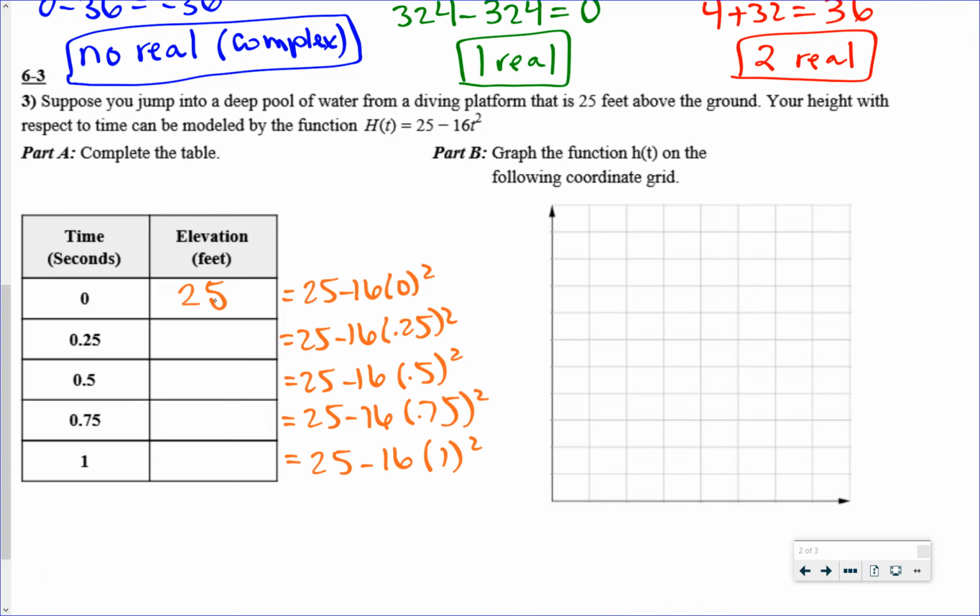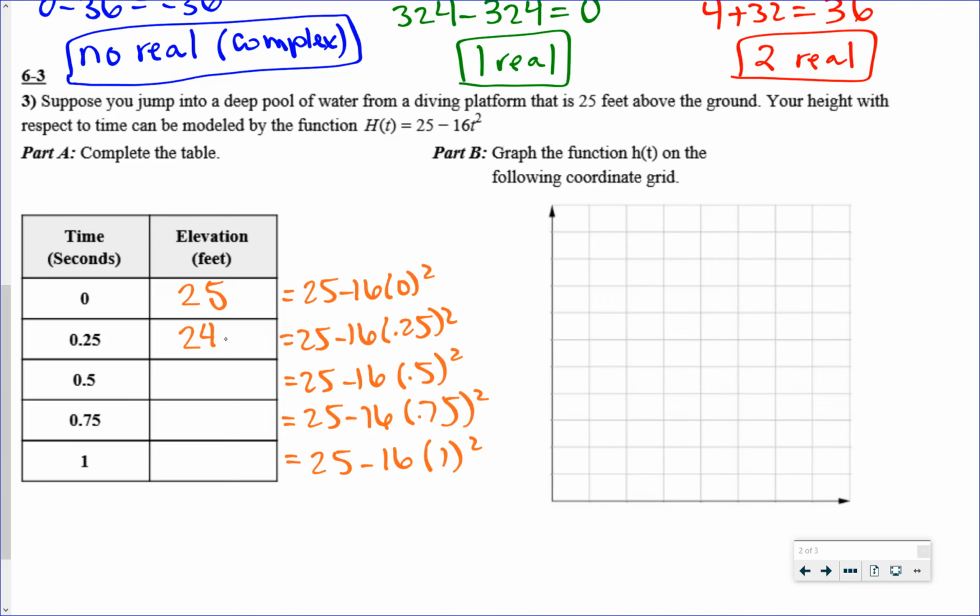Now, the next one. We have 25 minus 16 times 0.25 squared. So again, I'm going to show you your steps. We have to do our exponent first. So what is 0.25 squared? 0.25 times 0.25 is 0.0625. What is 0.0625 times 16? 1. And then what is 25 minus 1? 24. So those are the steps we're doing each time. We're squaring, multiplying by 16, then subtracting it out of 25. So for this one, we got 24.